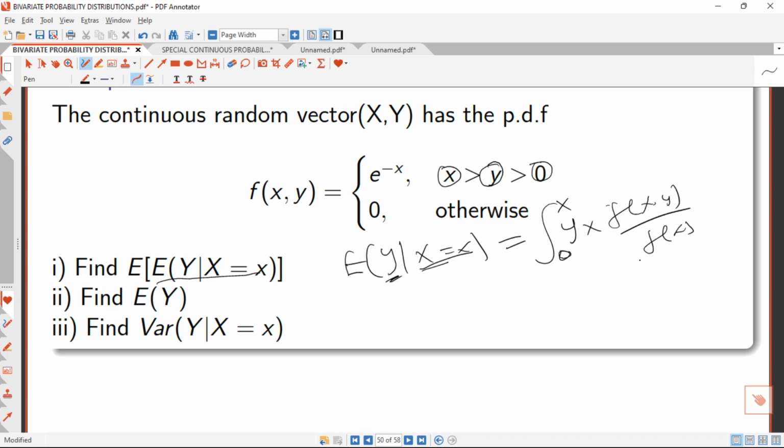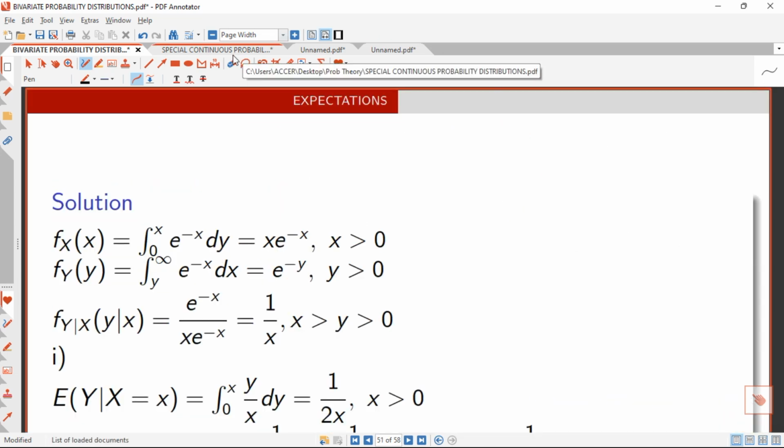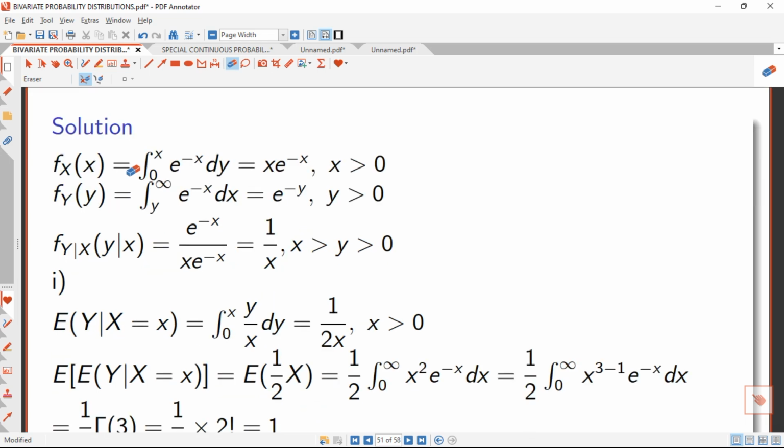So first, if you want to solve it, you have to get our marginal for x. When you come here, we are also going to find our marginal of x. If you want our marginal of x, you have to integrate. We have to integrate on what? dy. To get our marginal of x, we will integrate on dy on the limit 0 to x of the joint e raised to the power negative x dy.